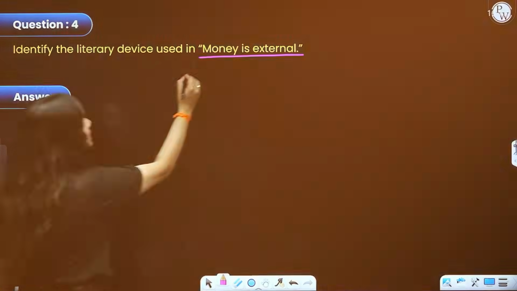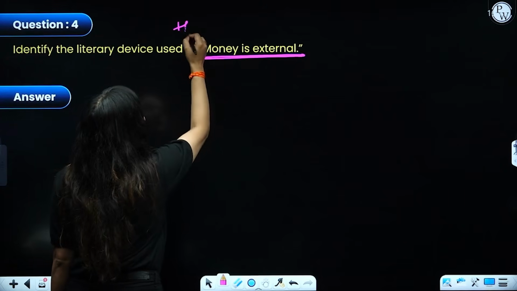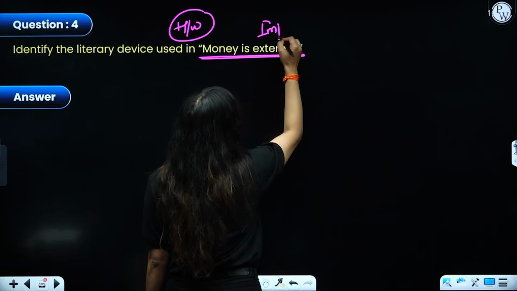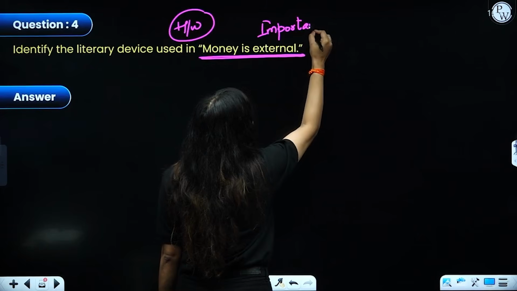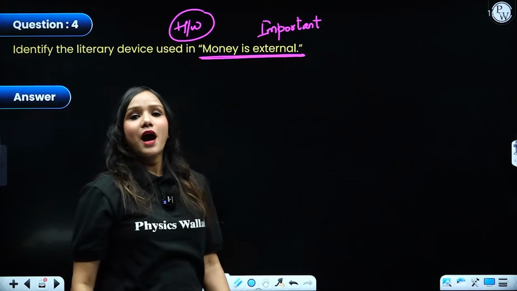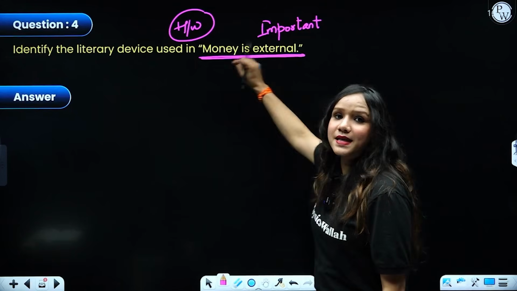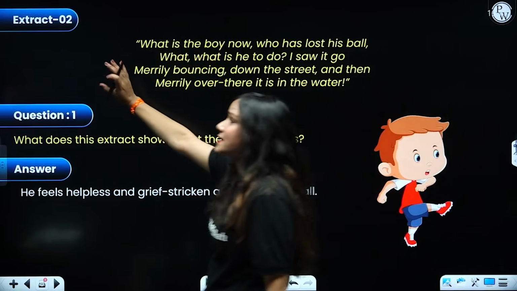Can you just tell me? I'm leaving a question for you. Do this in your homework, as this is extremely important. As I just told you, money cannot buy happiness. Which literary device is being justified in this case, that money is external? Remember this thing? Now let's have a look at extract number 2.